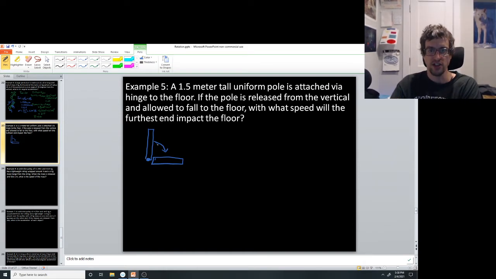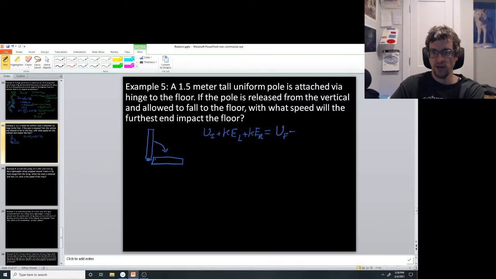The force of gravity is changing direction as it falls, so doing this with torque is really hard because you have a constantly changing torque. But we can do it with energy. So the idea of energy conservation is potential energy U initial plus kinetic energy linear initial plus kinetic energy rotational initial equals U final plus kinetic energy linear final plus kinetic energy rotational final.